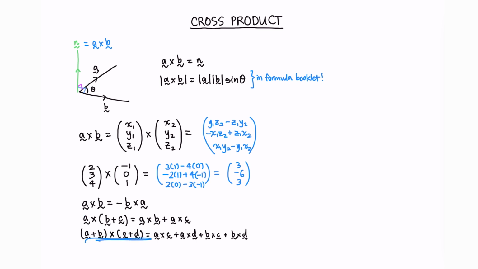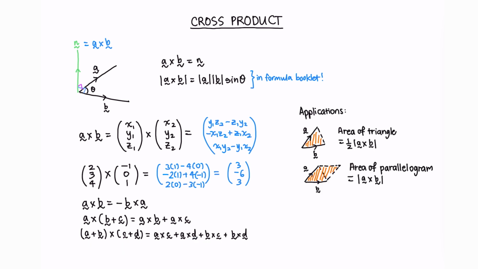And finally for this, we can do the same thing. This distributes very nicely to become a rainbow expansion: A cross C plus A cross D plus B cross C plus B cross D. The final thing we're going to look at is the area of the triangle.